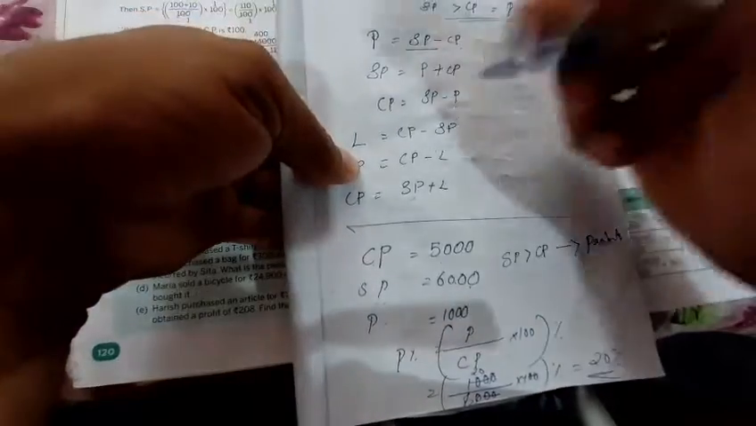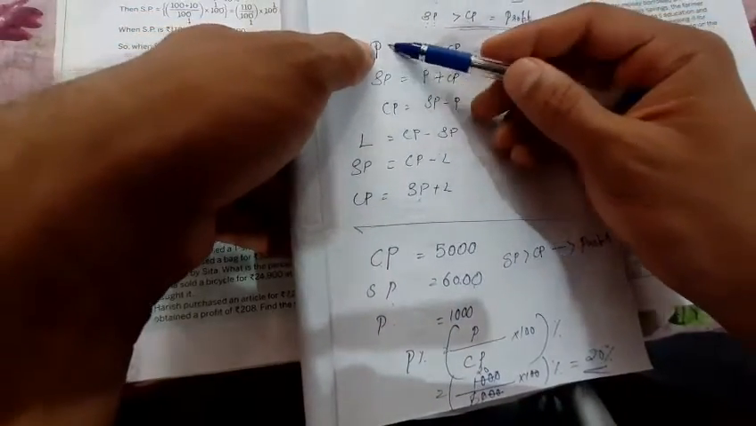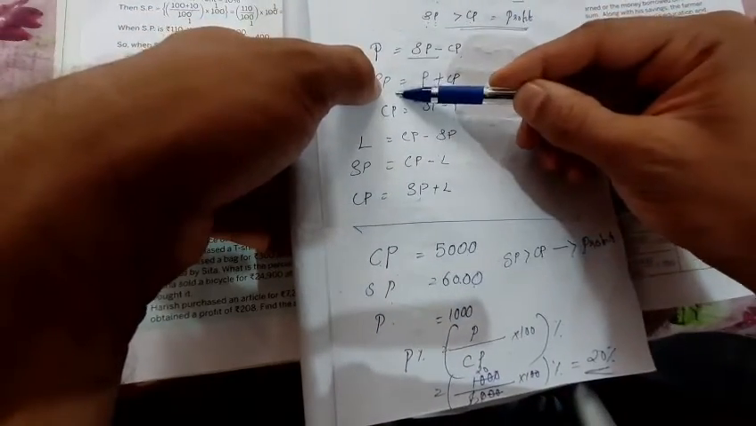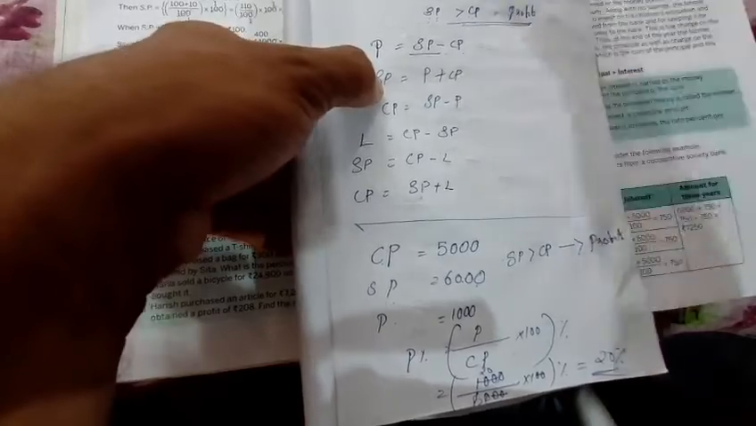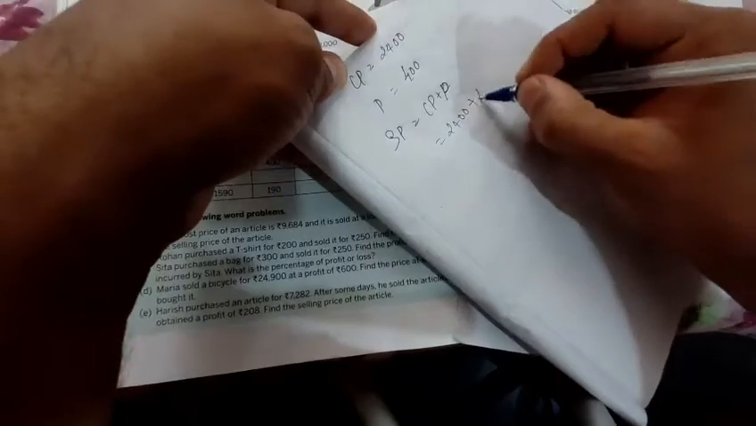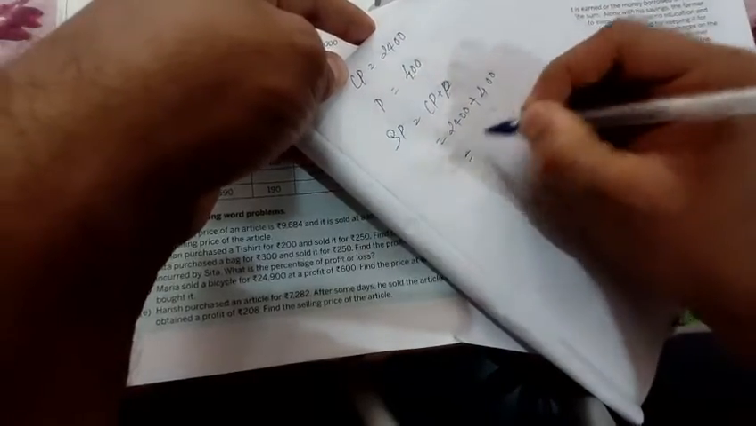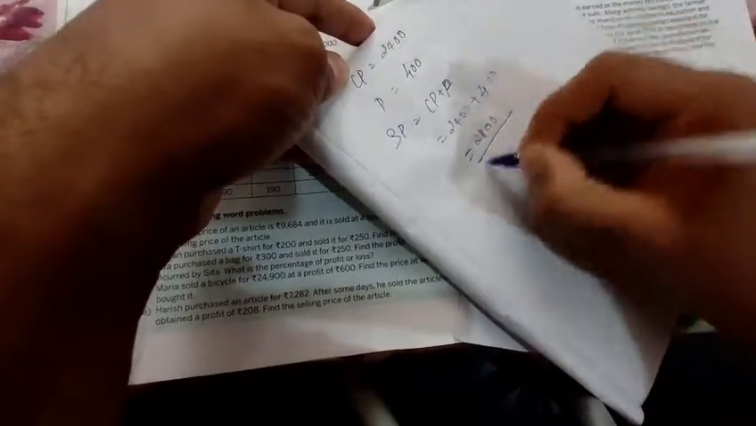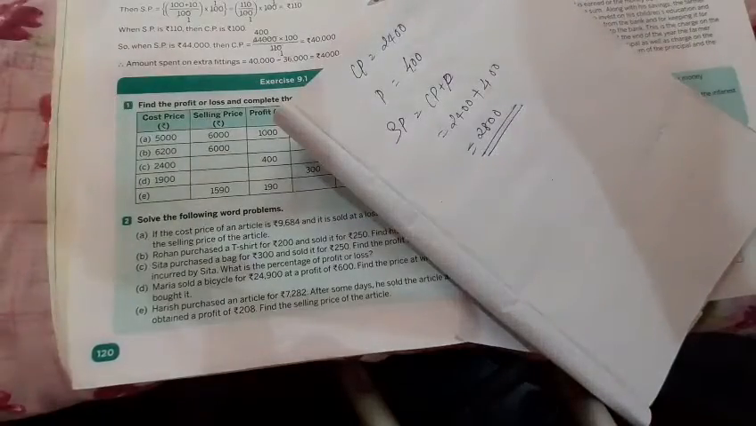We can check the equation here. Already we wrote the equations. Yeah, here. If it is profit, how can we find the selling price? Profit plus cost price. Understood? So the same equation we can apply here. Selling price is equal to cost price, 2400, plus profit 400, total 2800 is the selling price.